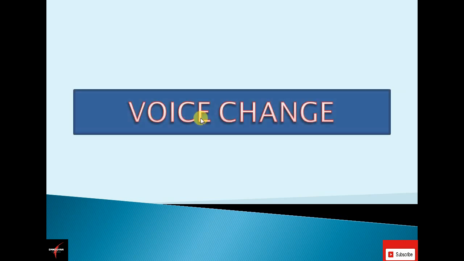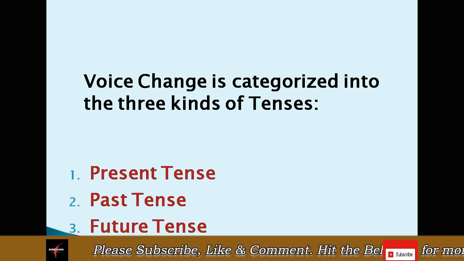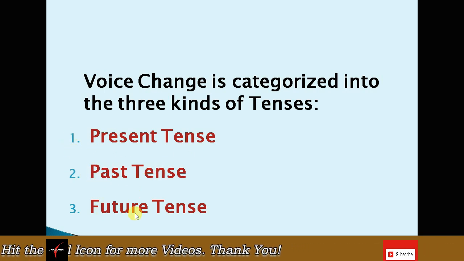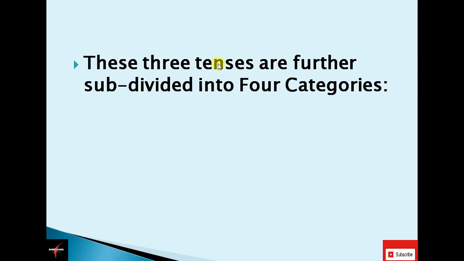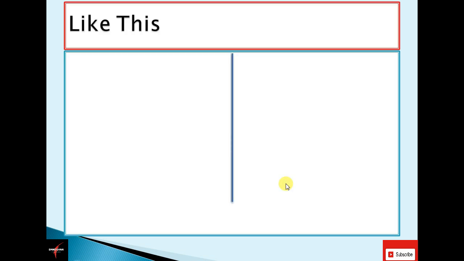Today we are going to learn voice change. The voice change is categorized into the three kinds of tenses: the present tense, the past tense, and the future tense. These three tenses are further subdivided into four categories: indefinite or simple, continuous, perfect, and perfect continuous.